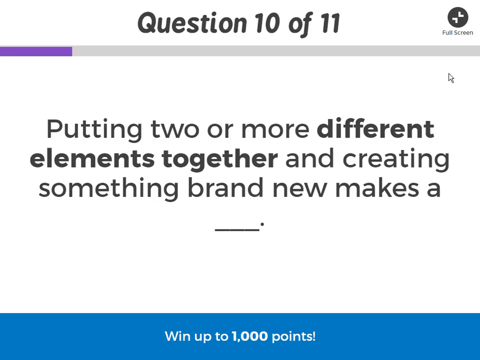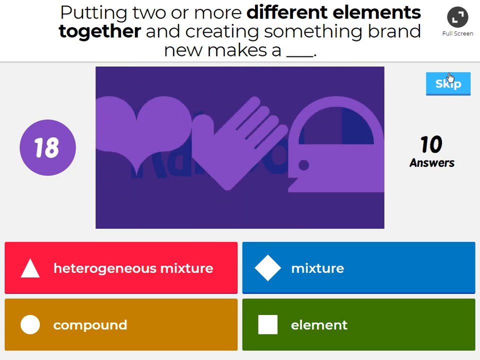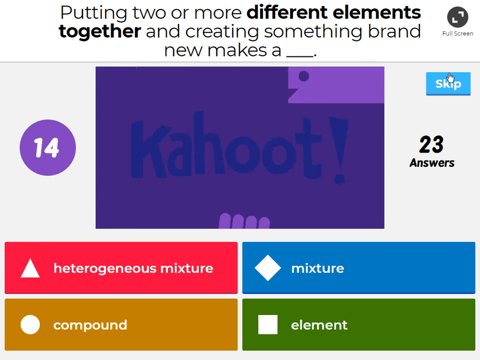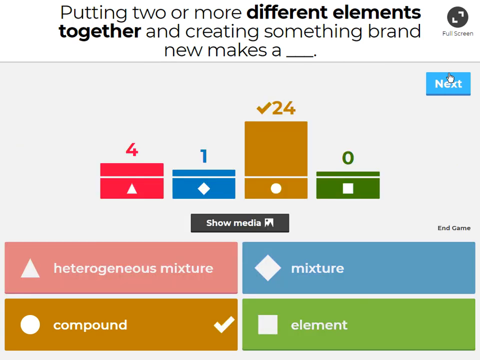Putting two or more different elements together and creating something brand new, so creating something like a new chemical. Sounds boring. Oh gosh. There it is. Okay. Sure that happened that way. Okay, I'm good with that. If you make something new, you are making a new compound or a new chemical. So not a heterogeneous mixture. Making something new should now mean making a chemical bond.